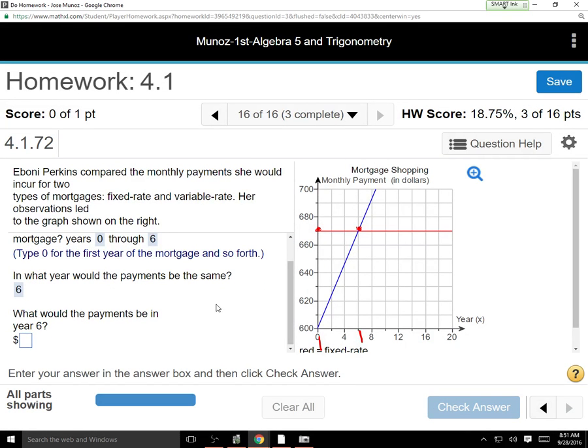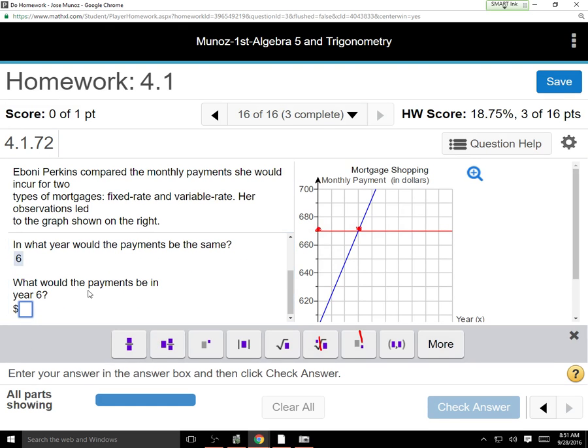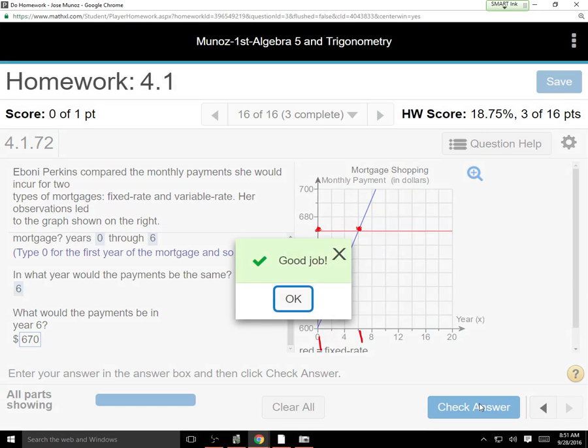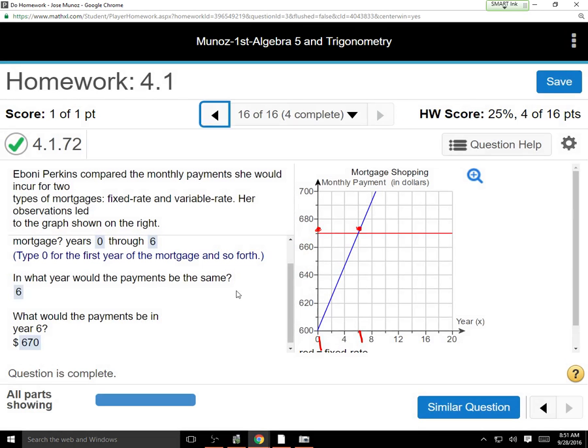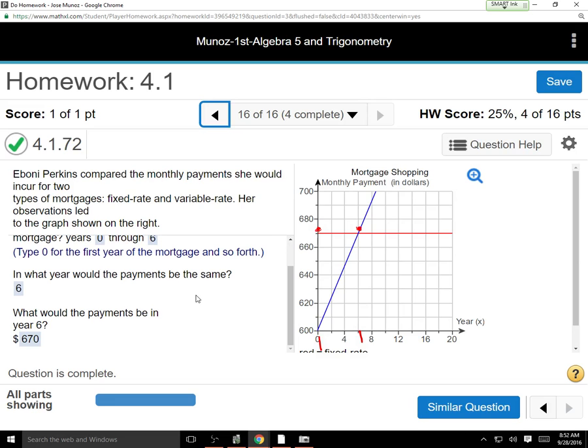What would the payment be in 6 years? Well, I go to 6, jump up there. It looks like it's going by tenths. Yeah. So 670. 670. Check. Okay. Are we done? Yeah.